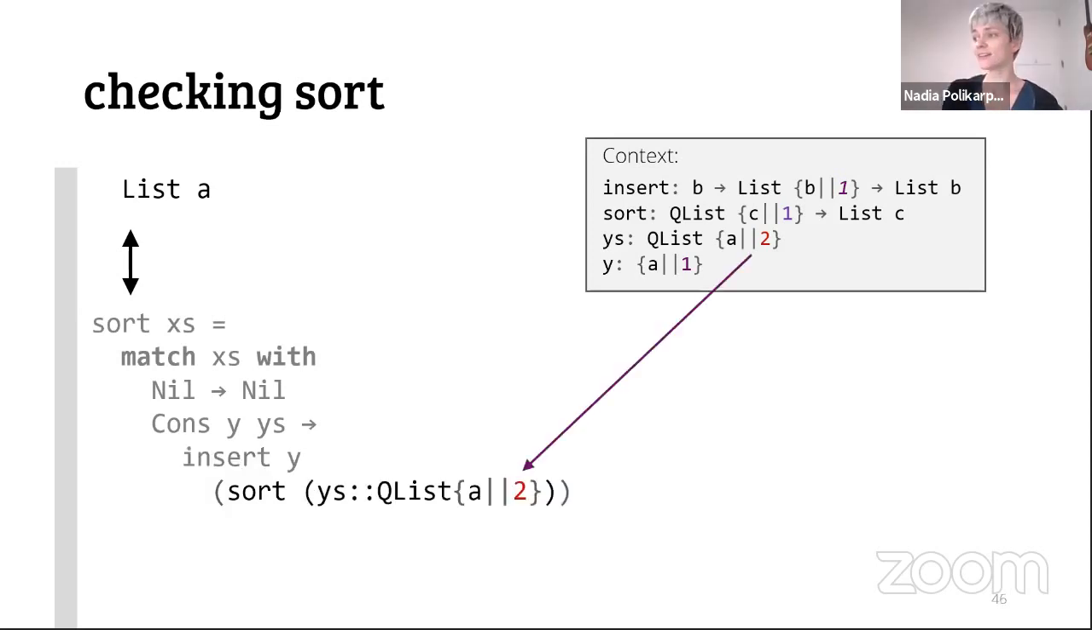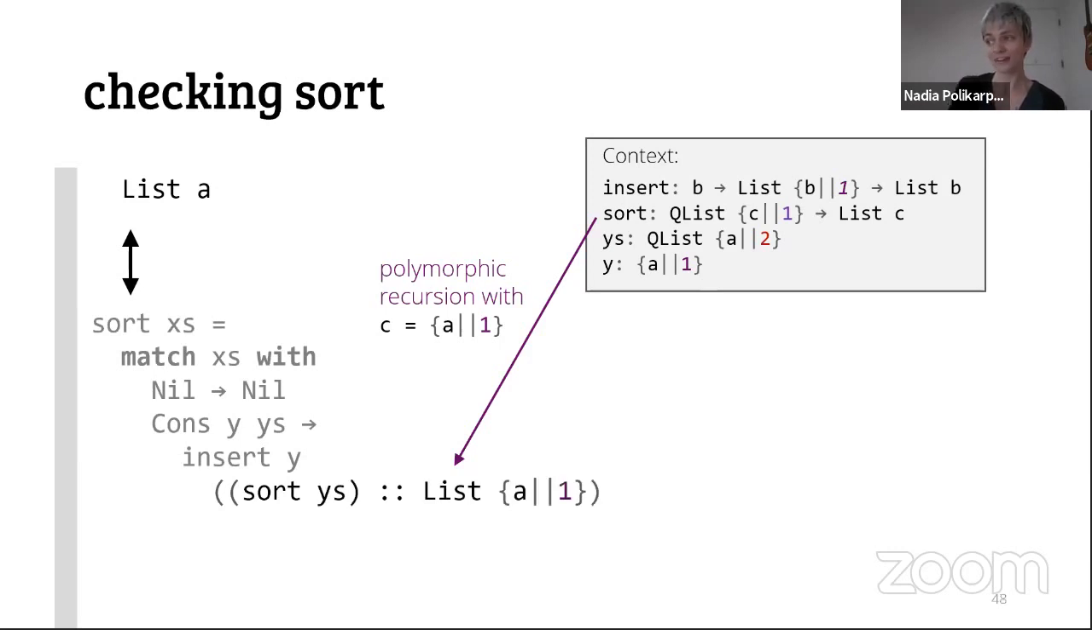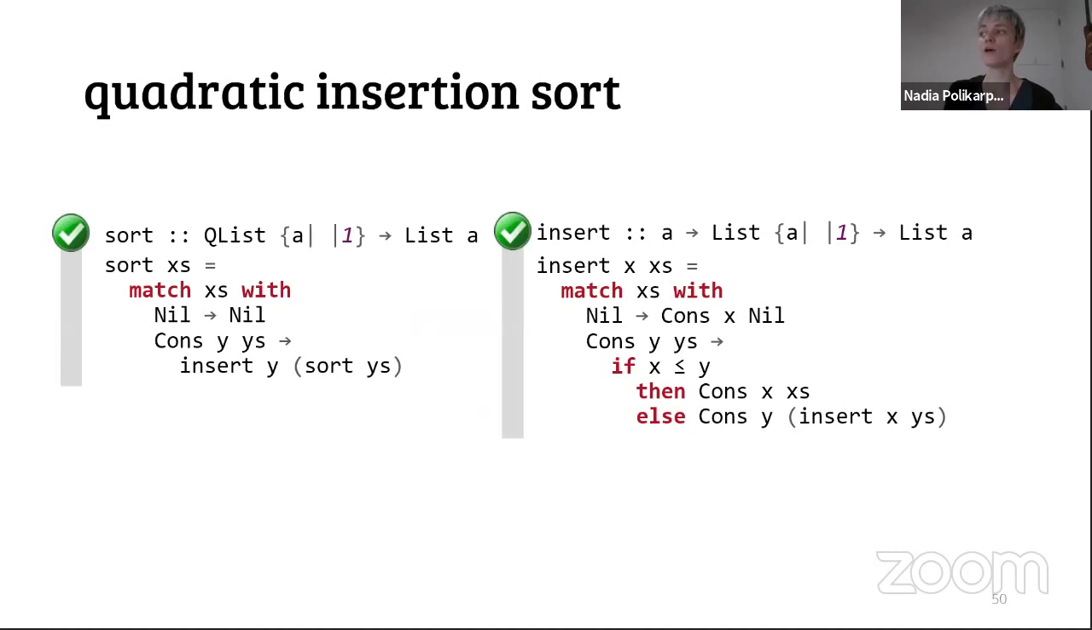Because this tail has more potential, we can definitely call sort on it. But because sort is polymorphic, we will instantiate the type variable of sort with A with potential 1 instead of just A. So sort now has the type QList of A's with potential 2 to a list of A's with potential 1. Hence the result of calling sort will be of type list of A's with potential 1. And this is enough potential to call insert. Otherwise, if we didn't get this extra potential on the tail, we wouldn't have enough potential to call insert. And so now both sort and insert type check, okay?